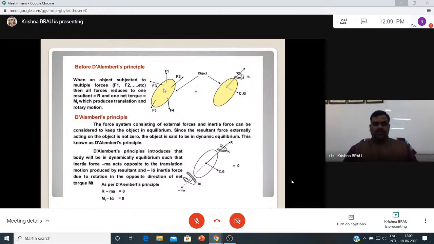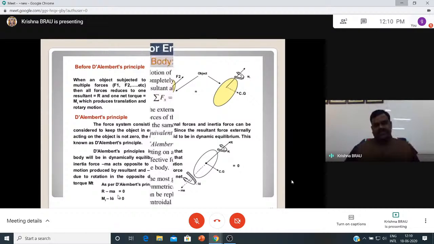This is the resultant force, multiplied by the perpendicular distance from the center. Now, by applying D'Alembert's principle, this torque you have to apply in the opposite direction. Instead of this, now R minus MA and MT minus I alpha. Translation equation and rotation, because this body is in plane motion. If it is a rectilinear translation and rotation, only one translation and one rotation equation. If it is a curvilinear translation and rotation, X equation, Y equation and rotation equation.